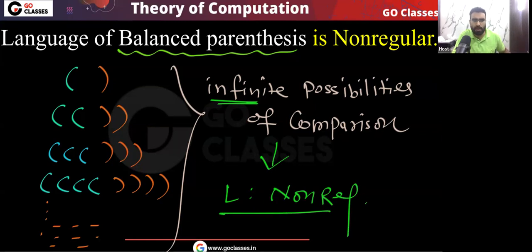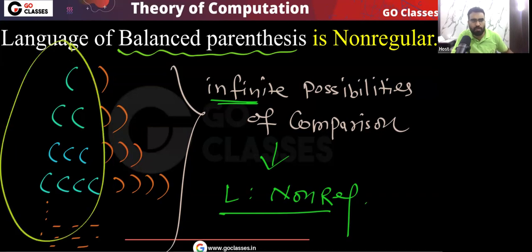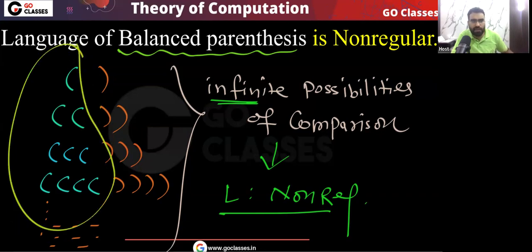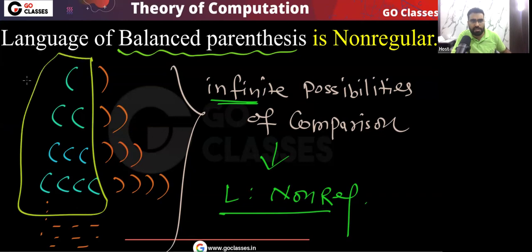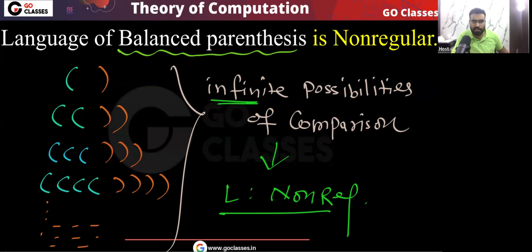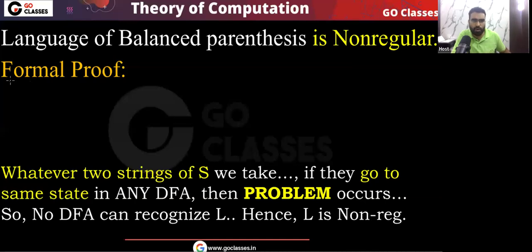Of course, if you want to prove it formally, you can do it. In the formal proof, which infinite set of strings will you use? Basically you can consider these infinite possibilities. Yes or no? Look at these infinite possibilities. So let's see the formal proof for this language, balanced parenthesis. The formal proof is like this.